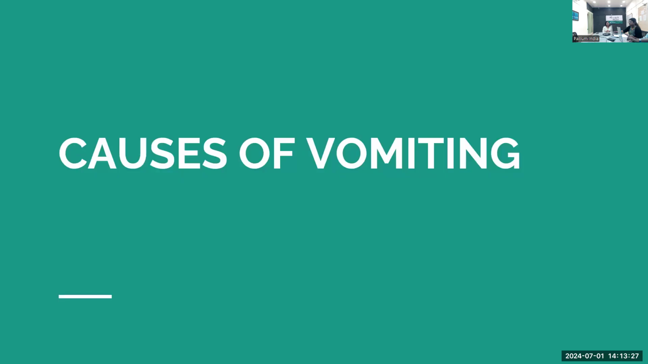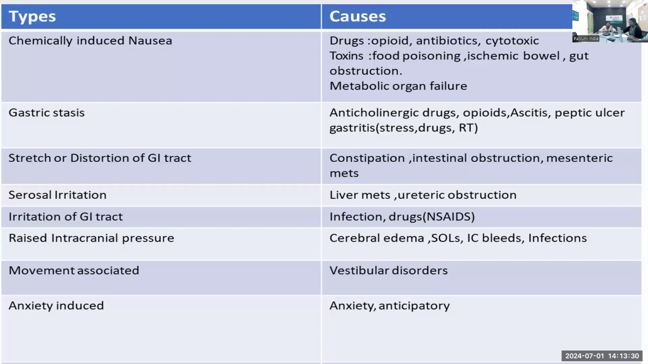Next slide. So now coming to the common causes, what are the most common causes we usually see? You all will be knowing these things better. Chemically induced nausea comes from drugs like opioids, antibiotics, cytotoxic drugs. Then toxins, food poisoning, ischemic bowel, gut obstruction, metabolic organ failures. All these things are chemically induced nausea. Now coming to gastric stasis: anticholinergic drugs, opioids, ascites, peptic ulcer, gastritis, all these cause gastric stasis.